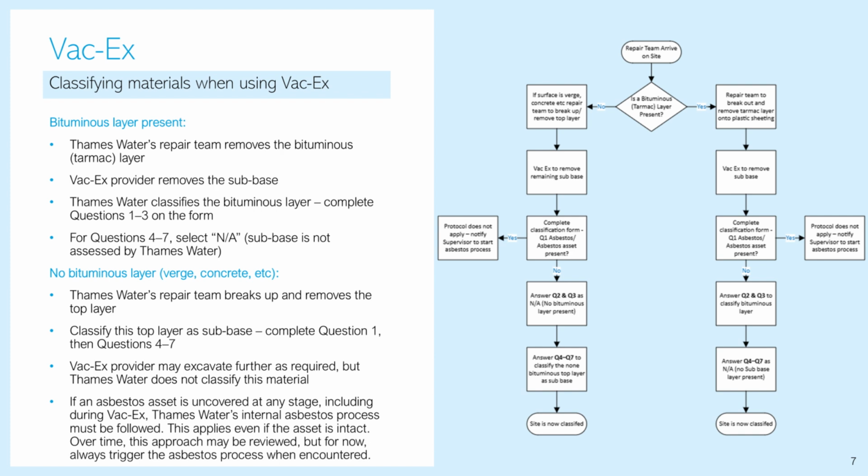Start by checking if there's a bituminous layer. If there is, remove it, classify it, and NA the subbase questions. If there isn't, break the surface, classify it as subbase, and NA the bituminous questions. In every case, asbestos stops the process. If you'd like more time to read the slide, pause here. If not, let's move on.